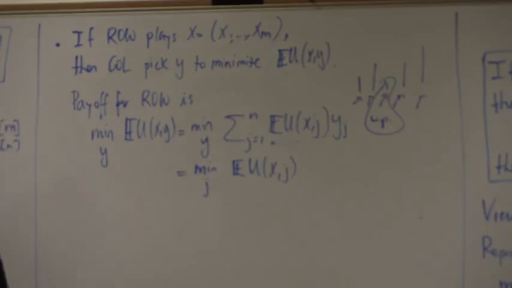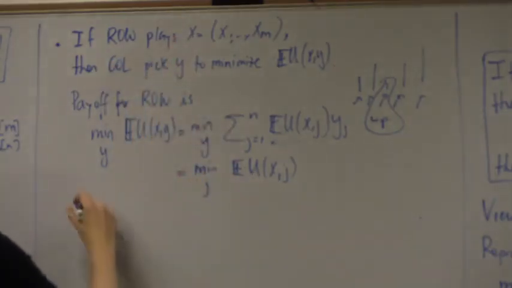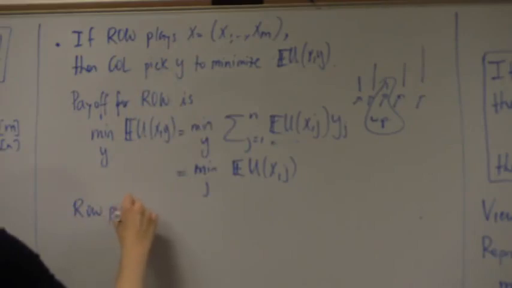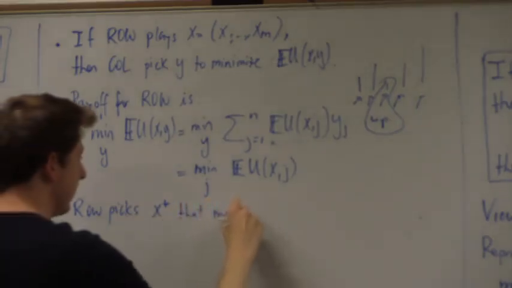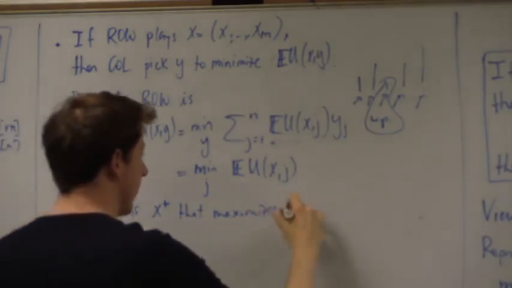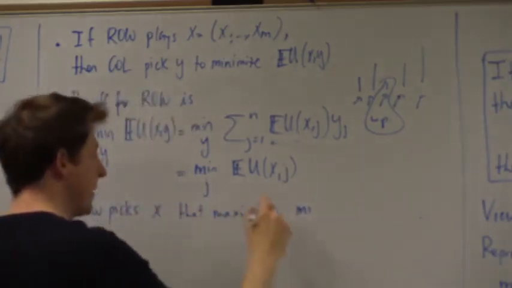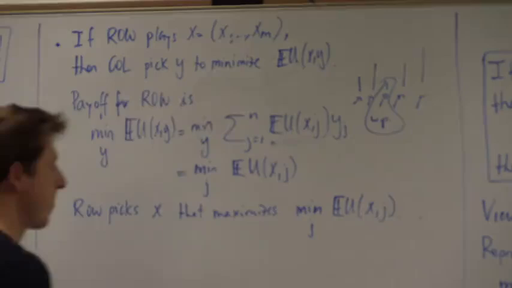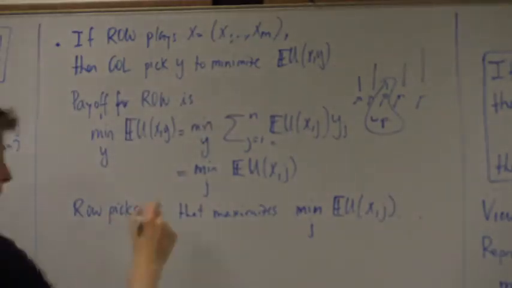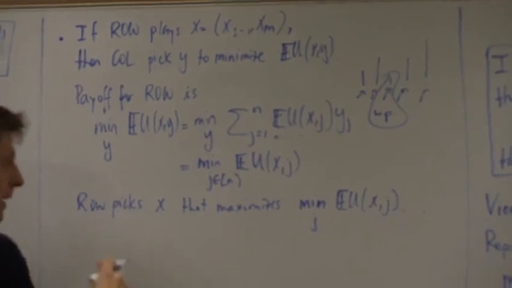Okay, so really, the rho player should pick x to maximize its value. So now the rho player picks x star that maximizes the minimum over j of expected utility of xj. Again, j is between 1 and n. So what does this tell us? It tells us that we can write the following LP.